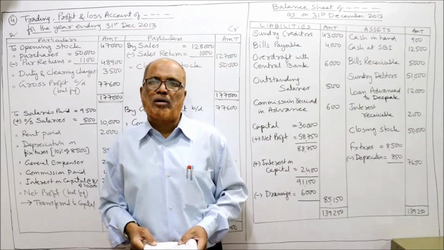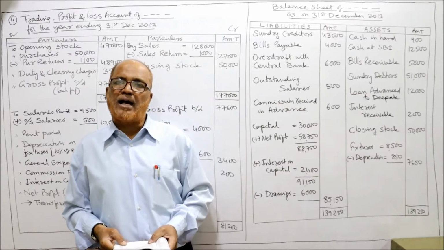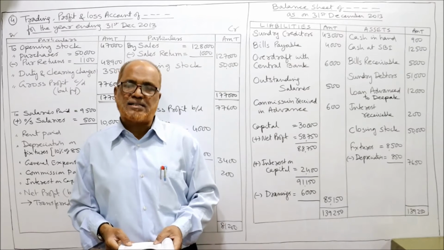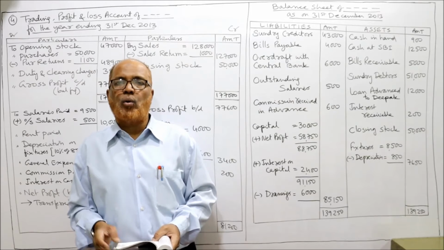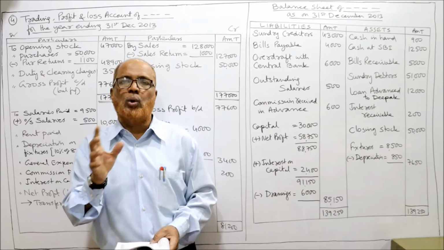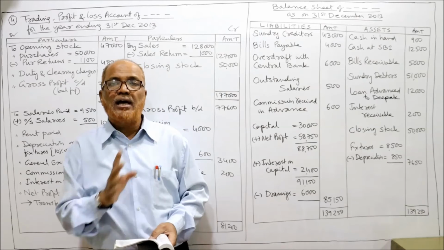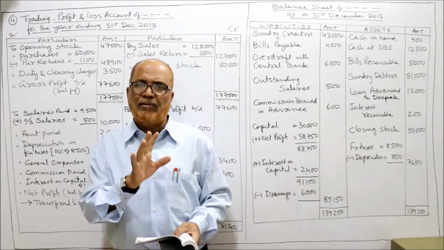Opening stock, trading account, debit side. Cash in hand, asset. Cash at State Bank of India, asset. Overdraft with Central Bank of India. Overdraft is a temporary loan. It's a liability. The overdraft will be taken on the liability side. No adjustment, nothing. Directly we will take it.